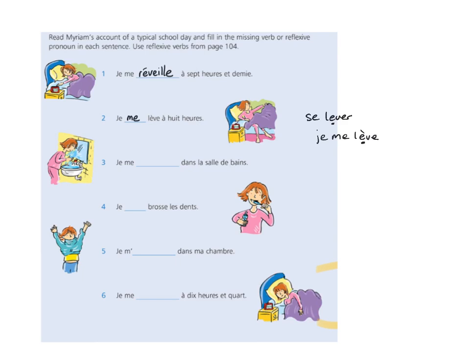Trois, je me lave dans la salle de bain. Quatre, je me brosse les dents. I brush my teeth. Cinq, je m'habille. I get dressed. Je m'habille. The verb to get dressed. S'habiller. To get dressed. Okay, and the last one. Je me couche à 10h15. I go to bed at 10:15. So the verb se coucher. To go to bed.